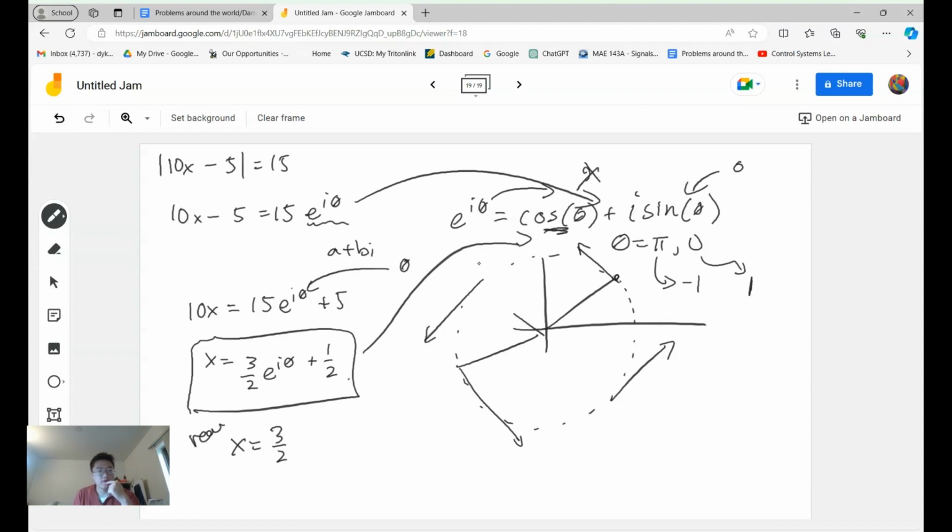So what I can say is x real equals 3 divided by 2 plus 1 half, which equals 4 divided by 2. And actually, let me just get rid of this. And 3 divided by 2 minus 1 divided by 2, which equals 2 divided by 2, which equals 1.